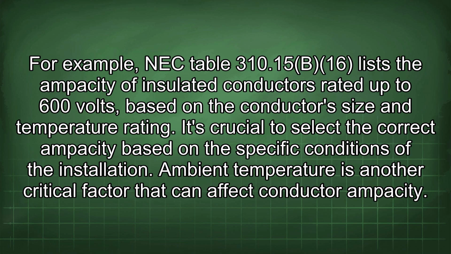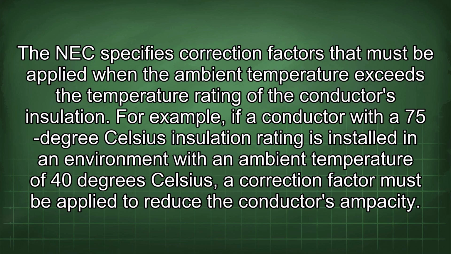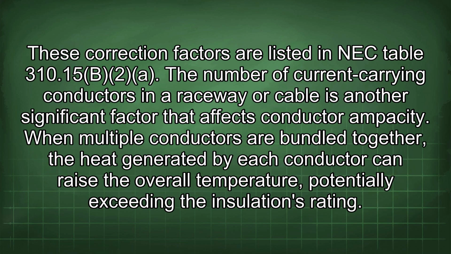Ambient temperature is another critical factor that can affect conductor ampacity. The NEC specifies correction factors that must be applied when the ambient temperature exceeds the temperature rating of the conductor's insulation. For example, if a conductor with a 75 degrees Celsius insulation rating is installed in an environment with an ambient temperature of 40 degrees Celsius, a correction factor must be applied to reduce the conductor's ampacity. These correction factors are listed in NEC Table 310.15(B)(2).